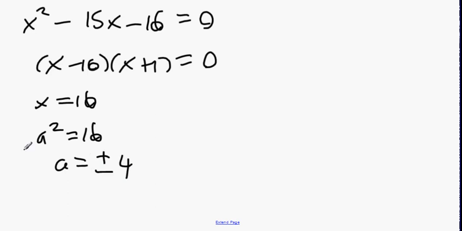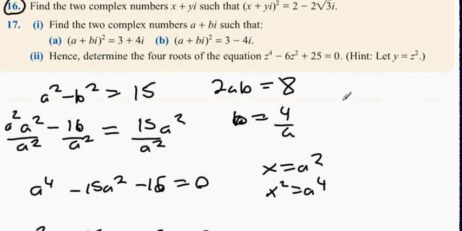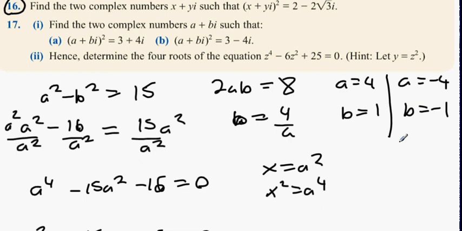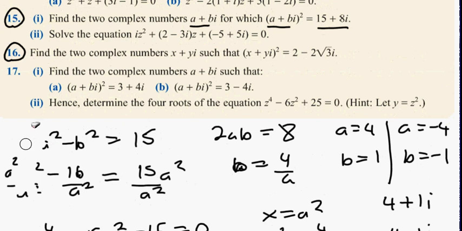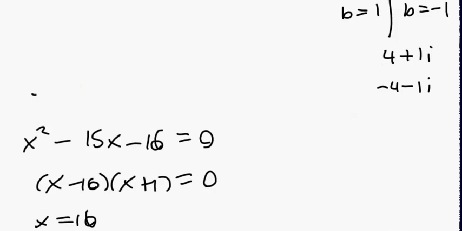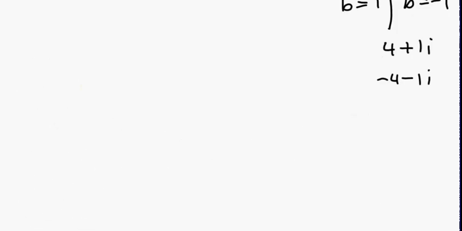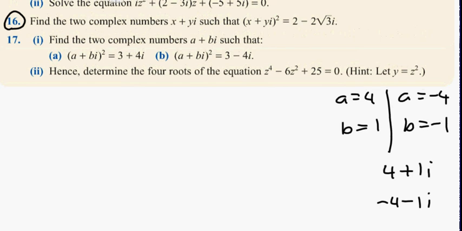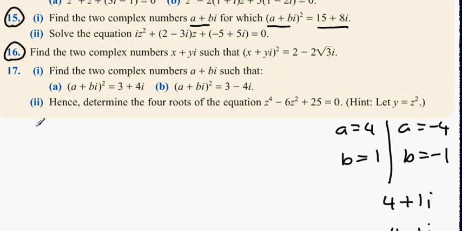a is equal to plus or minus 4. Now that we put in the plus or minus 4, so a equals 4 or a equals minus 4, we're going to find out that b equals 1 or b equals minus 1. Our two answers are going to be 4 plus 1i or minus 4 minus 1i. Once we've finished that part of the question, we're now going to solve this equation. To solve this equation, what we're going to do is try and solve this equation.